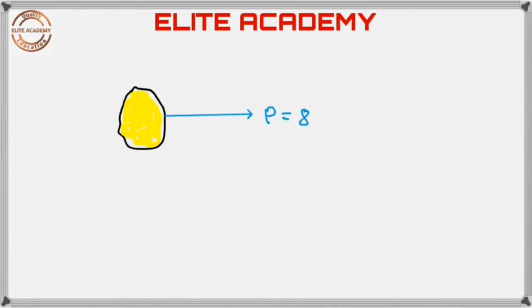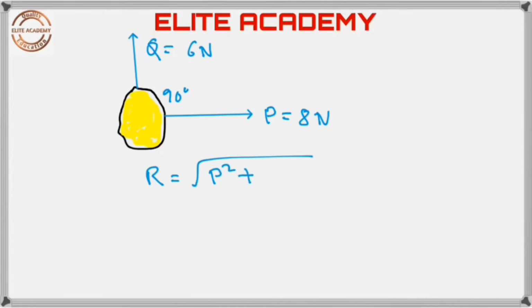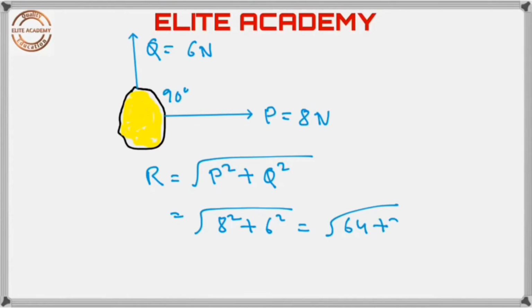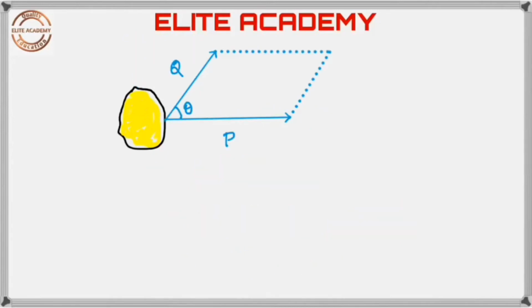Now we will take two perpendicular forces. The first force P is equal to 8 newtons and the second force Q is equal to 6 newtons. The angle between these two forces is 90 degrees. Then what will be the resultant? The resultant R is equal to under root P square plus Q square, that is under root 8 square plus 6 square, that is under root 64 plus 36, we get under root 100, which is equal to 10 newtons.